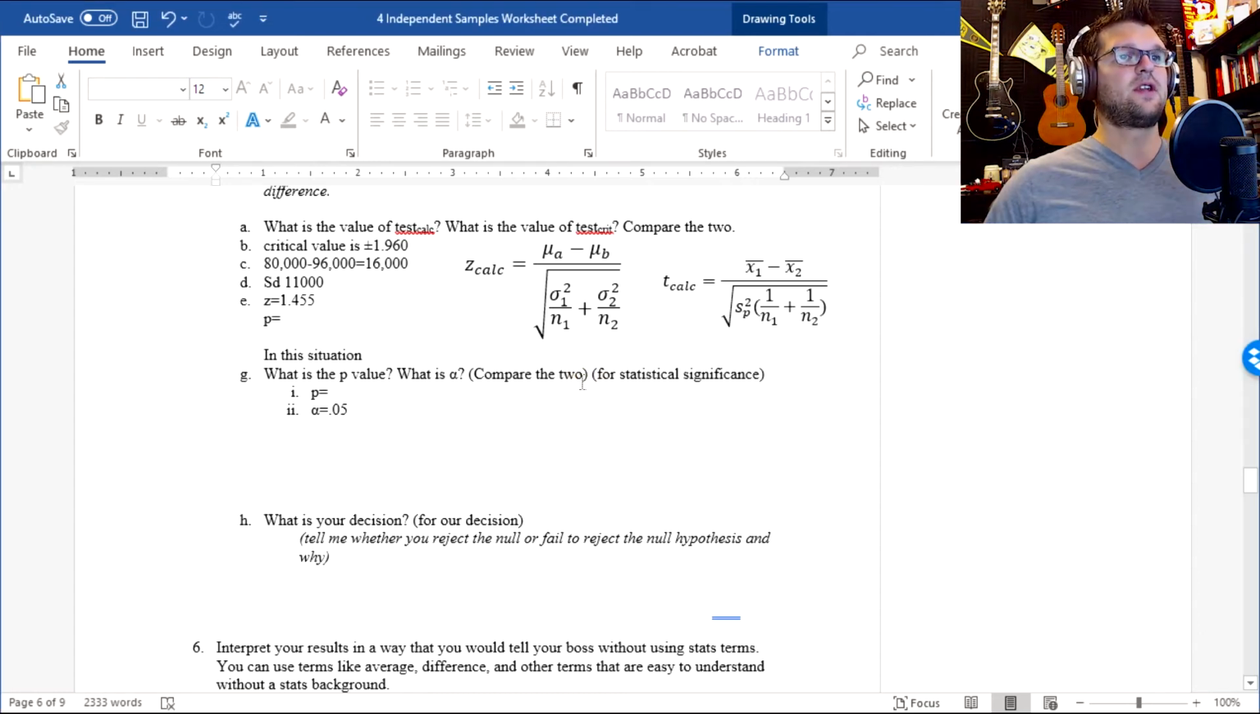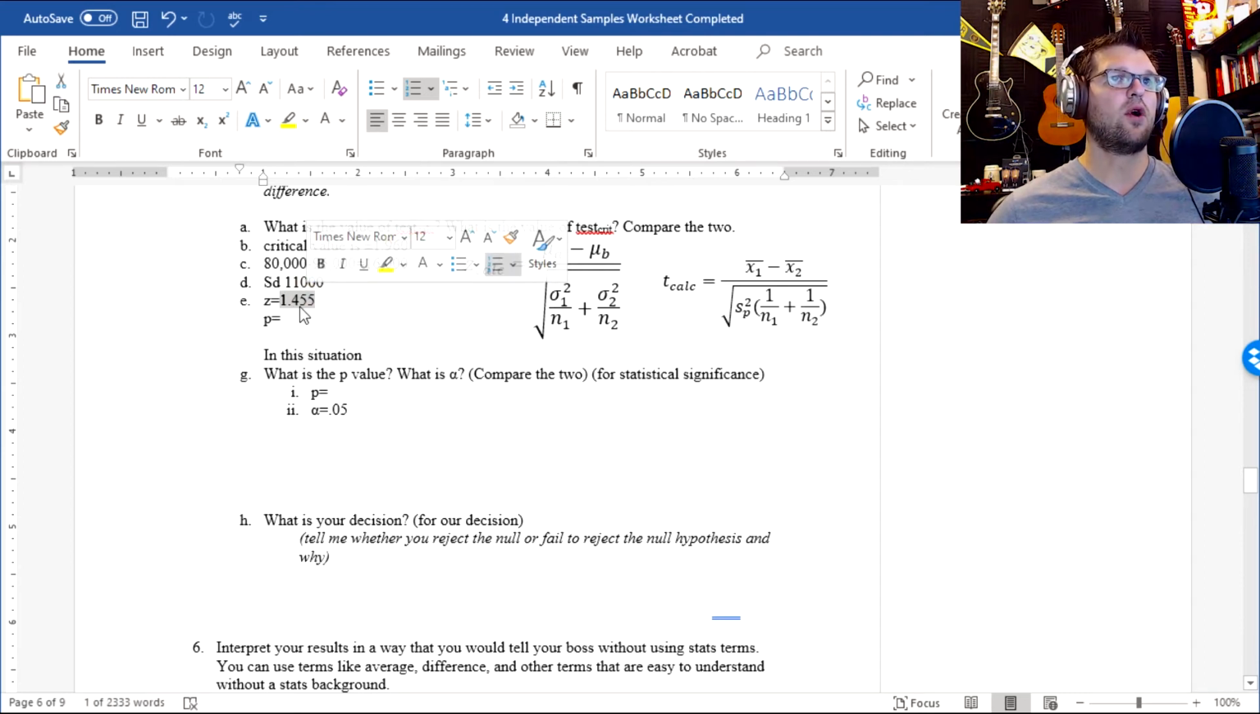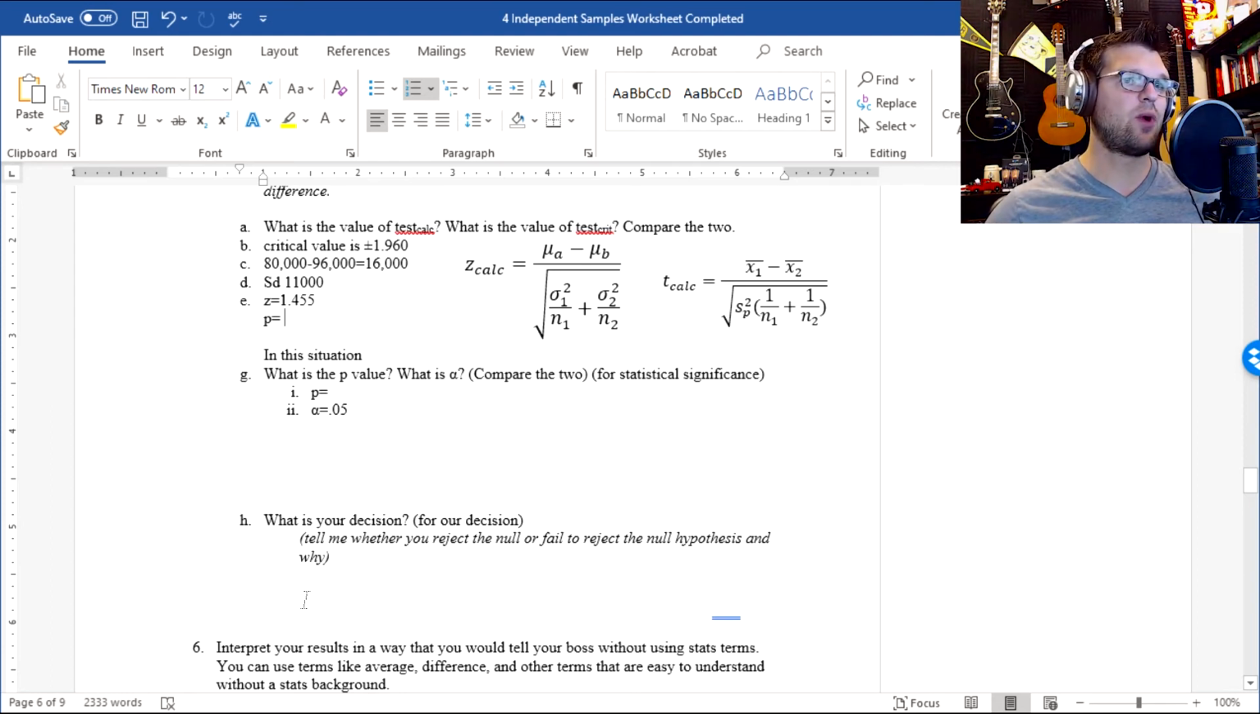But specifically, we need to know what is the probability of getting a z-score or of obtaining a z-score of 1.455 or more extreme. That's what the p-value is saying. What is the probability of getting this z-score or more extreme? So in order to be able to find that, there's two ways to go about doing this.